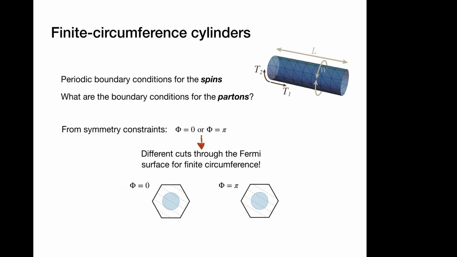And an important point to make here is that when we consider periodic boundary conditions for the spins, this doesn't tell us yet what the boundary conditions for the partons are. In this case, from symmetry constraints, we can say that the fermionic partons can have either periodic or anti-periodic boundary conditions, which would correspond to taking different cuts through the Fermi surface when we look at some finite circumference.